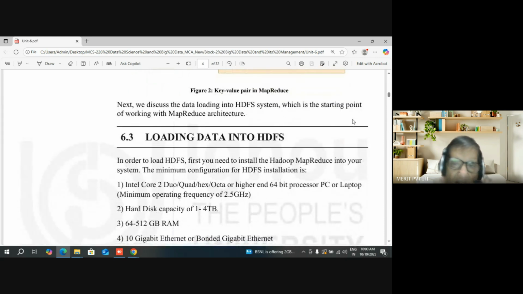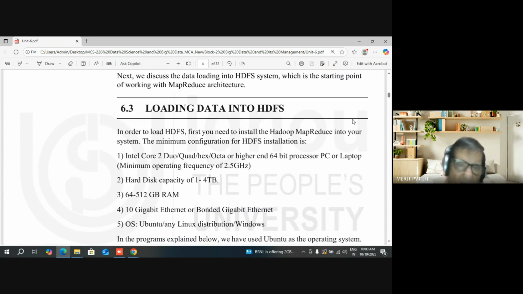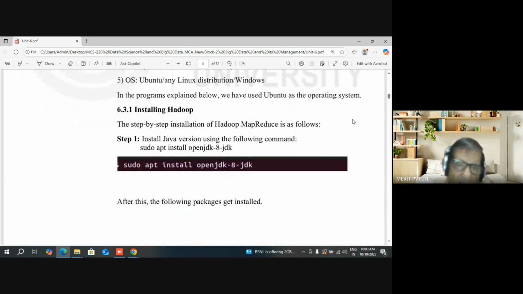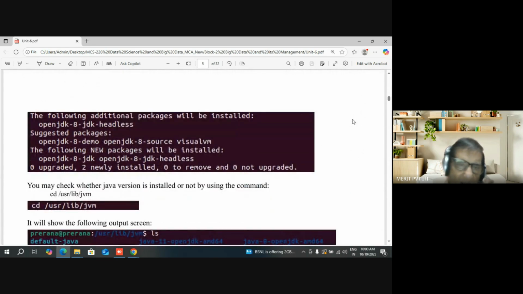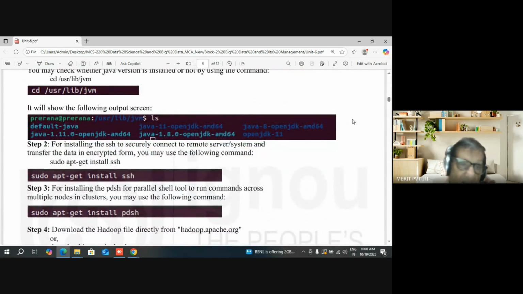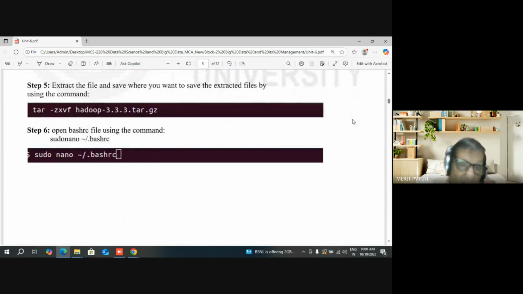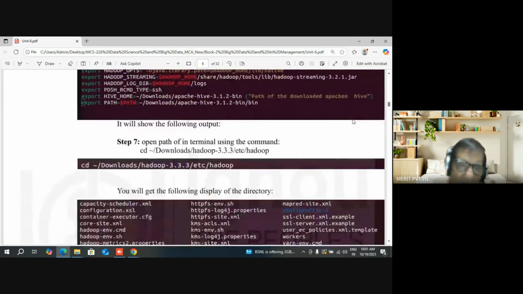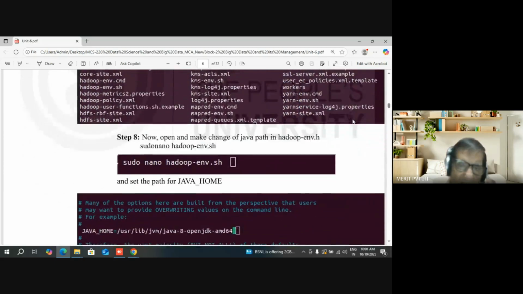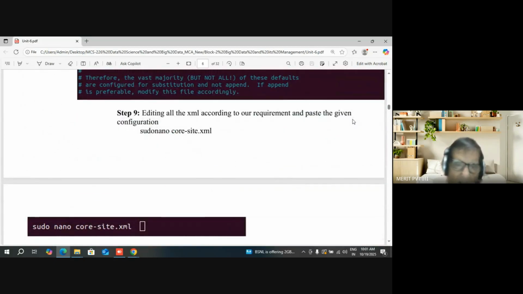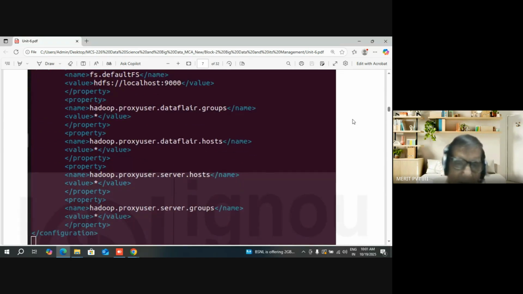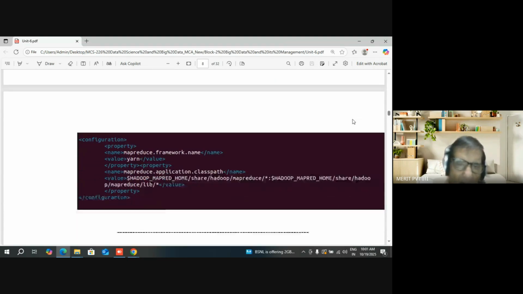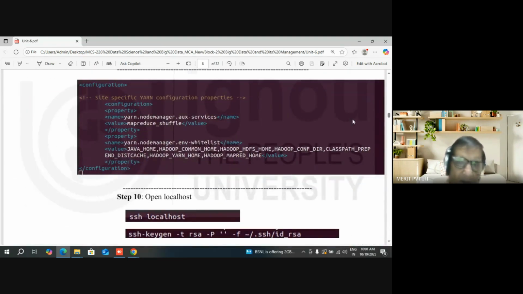So loading data into HDFS, this is how it is done. Okay, this is installing Hadoop. Here are the programs which are there. You can see that this is a program given in the book. You can go through the program and learn how it is done. This is a YARN program.